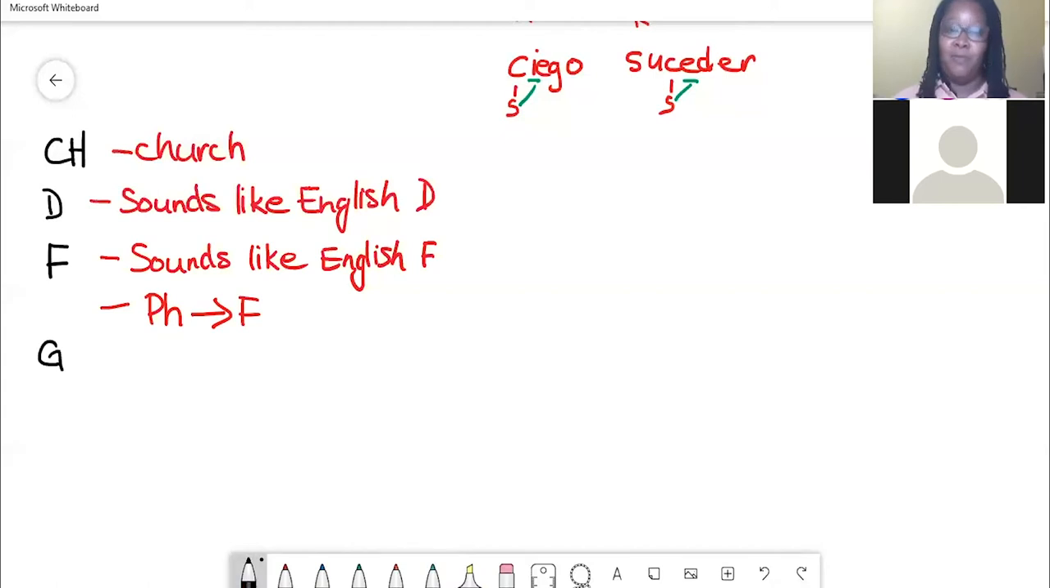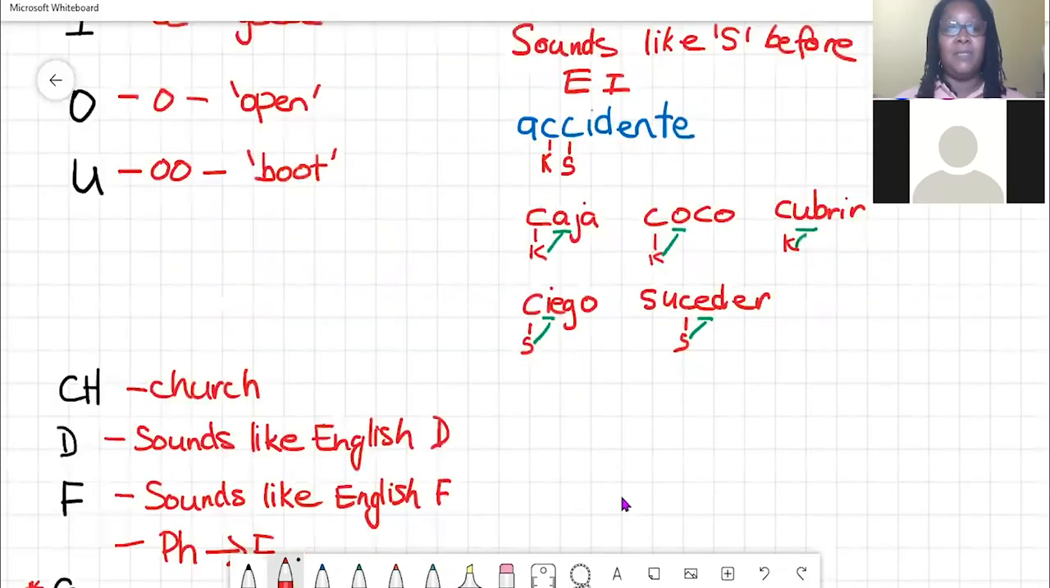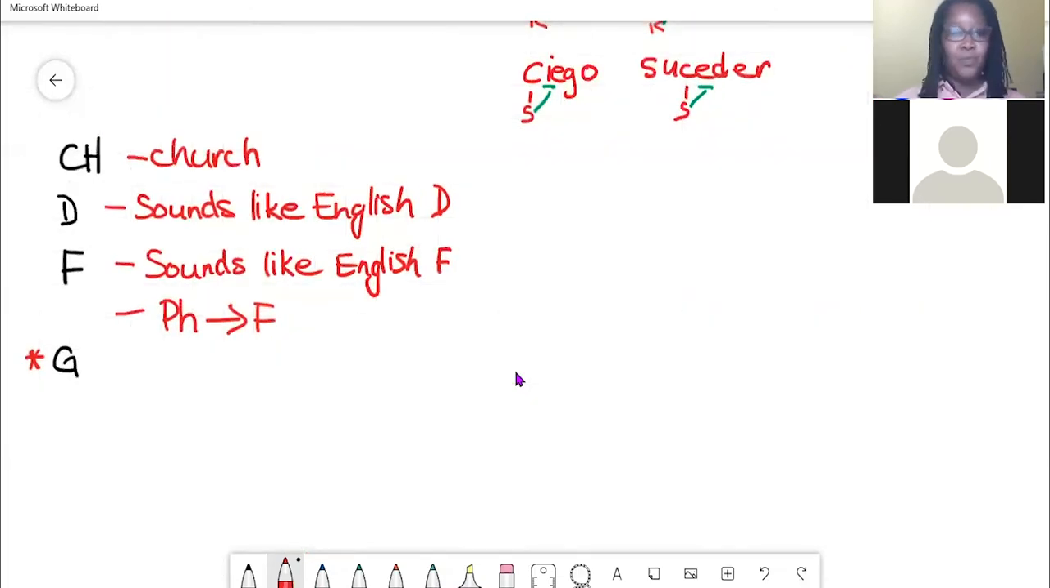G is another problem child. I should maybe put him in the same color as C. You see how close they are in terms of how, yes, let's give G some sparkle. And see how close they are in terms of their shape as well. Both have curves and all that. But G is another problem child. The problem with G is he came into the class and he saw C misbehaving when it was with particular letters. And so G said, if C can do that, I can do that too. And so G has two sounds as well. And just like C, its sounds are going to be determined by the vowel that comes after it.